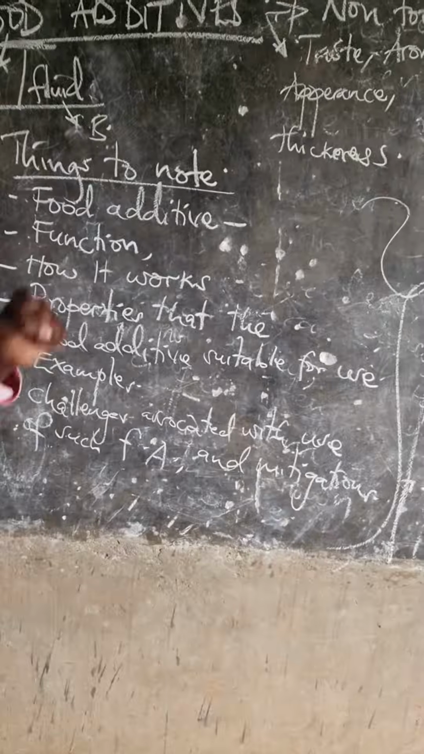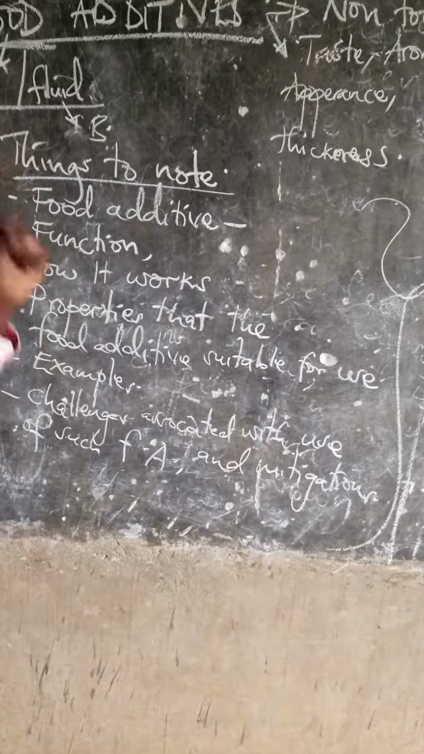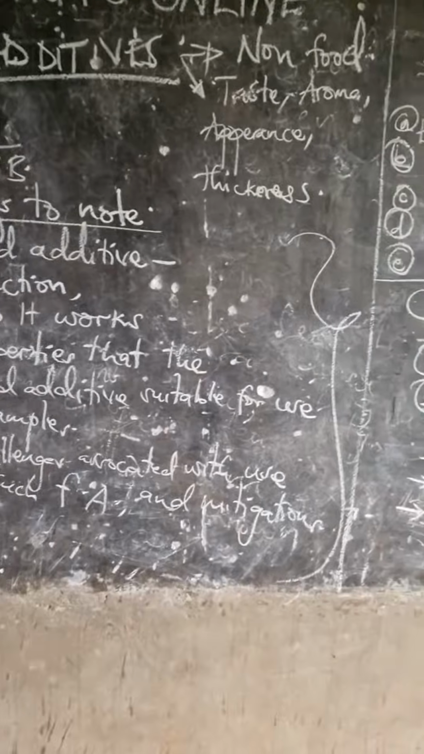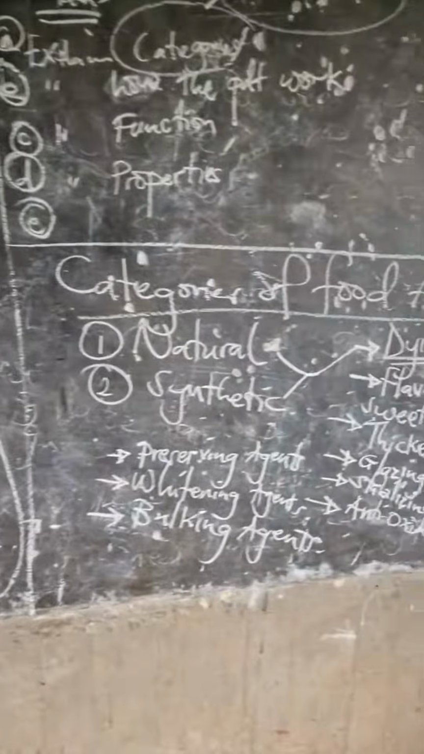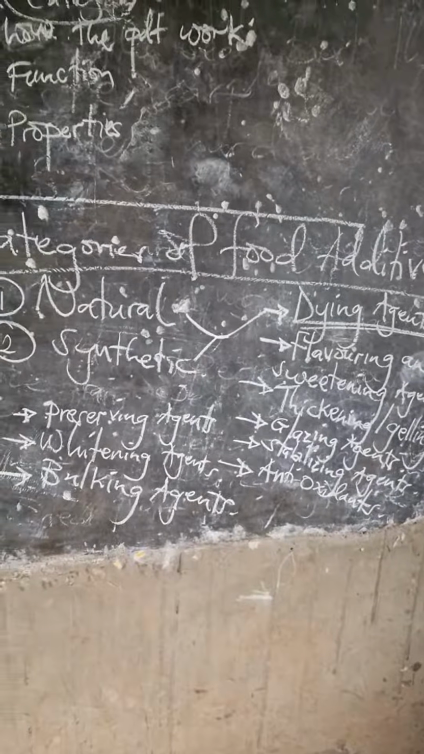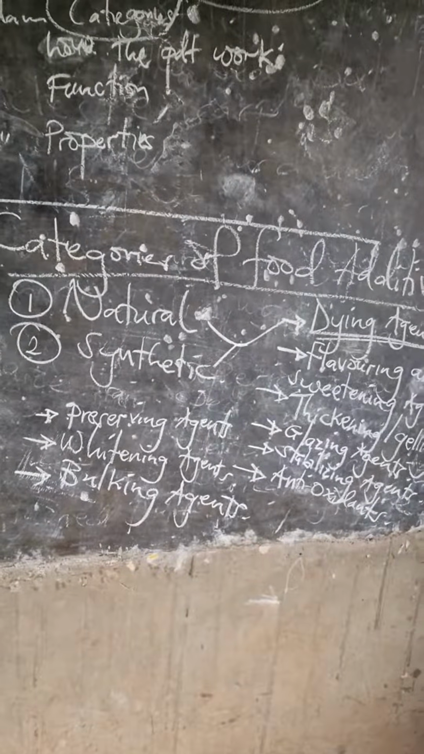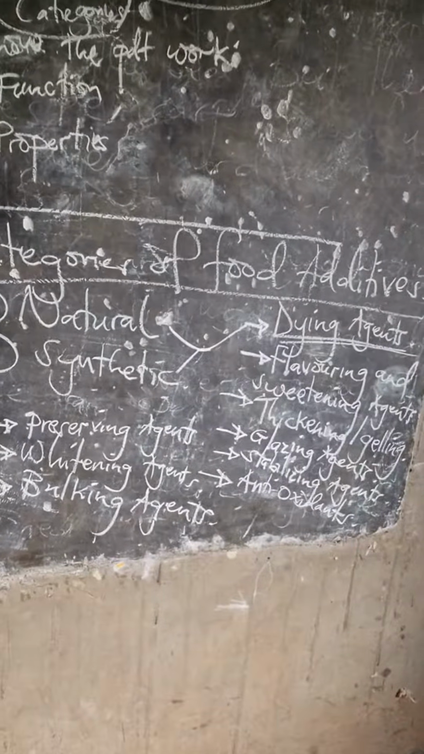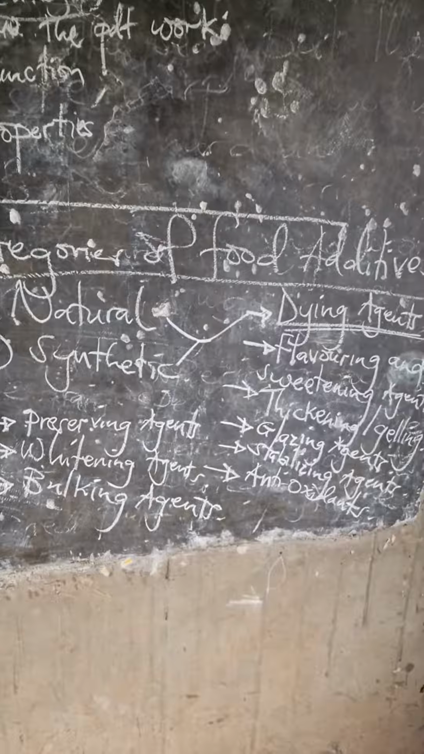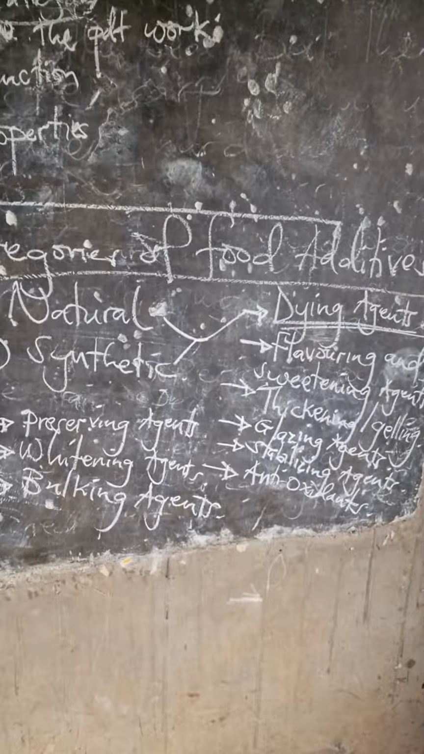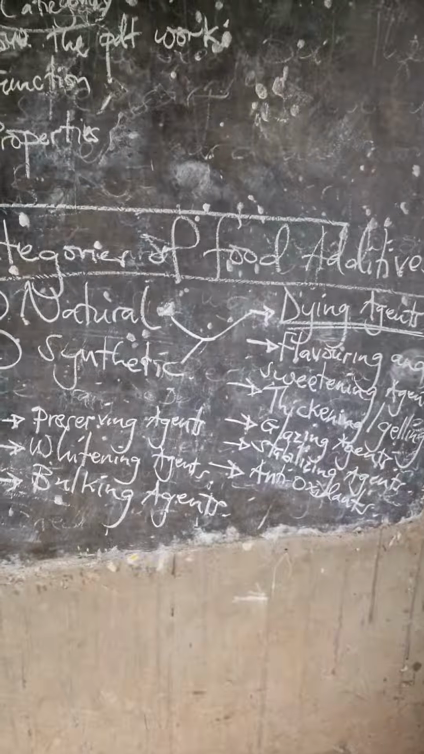As we write them, please understand them. Don't cram. Understand, know how they are applied. To go again, we have the dyeing agents, flavoring or sweetening agents, the thickening agents, the glazing agents, stabilizing agents, antioxidants, preserving agents, whitening agents, bulking agents.